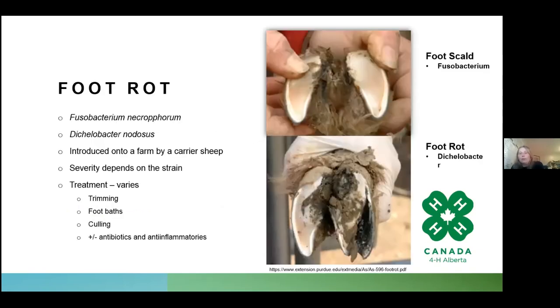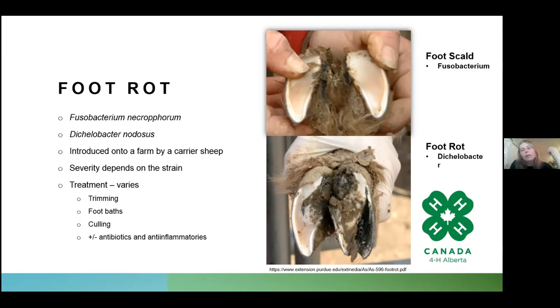Okay, foot rot. Okay, another infectious disease. And the two main culprits of bacteria are Fusobacterium necrophorum and Dichelobacter nodosus. So we kind of have two types. We have what's called foot scald, and it's the space between the two toes. So that top picture, the space between the two toes is infected. The hoof itself is fine, but the space is infected.